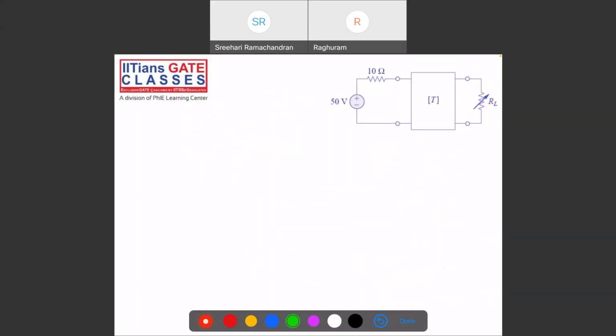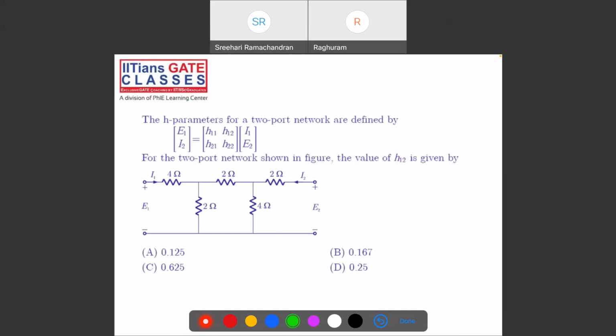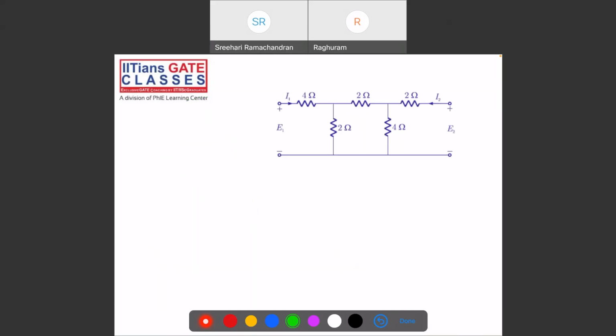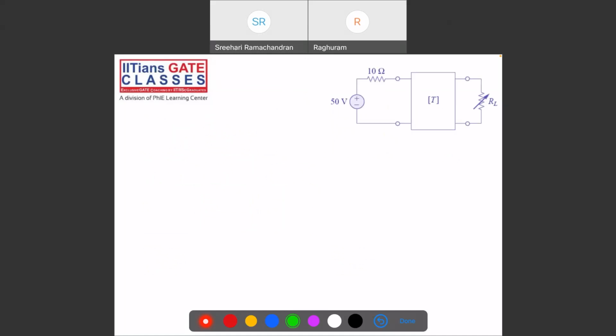Try to find this one as a homework. So this is about two-port networks. I don't want you to do more problems, that is why I'm not giving you interconnections and all. The concept you have to understand is how to write down the equations for all the parameters: Z parameters, Y parameters, H parameters, G parameters, ABCD parameters. Clear?